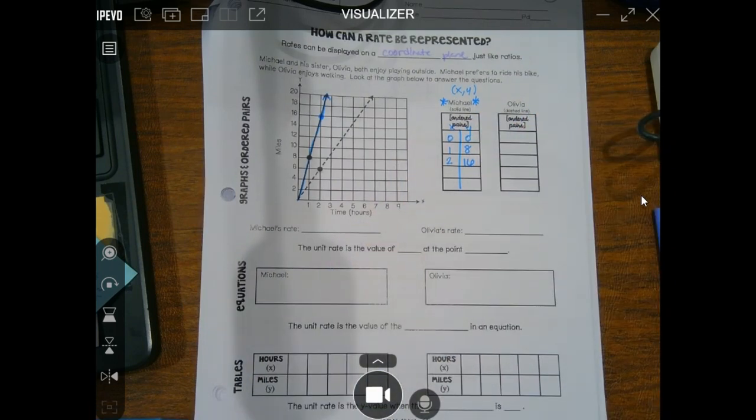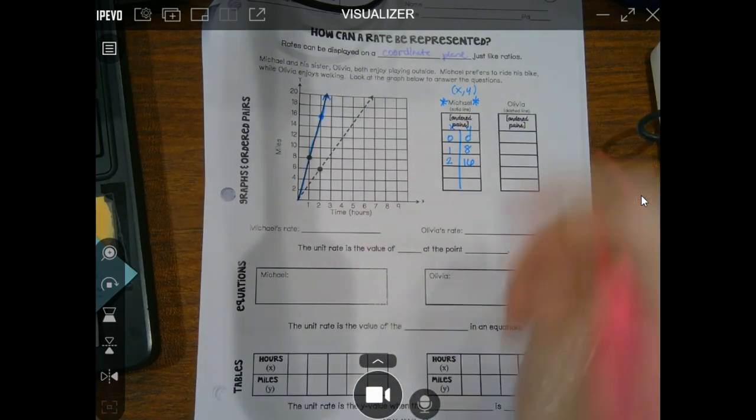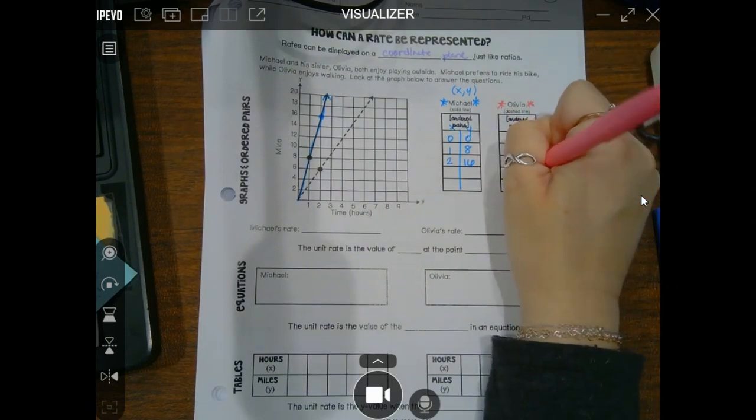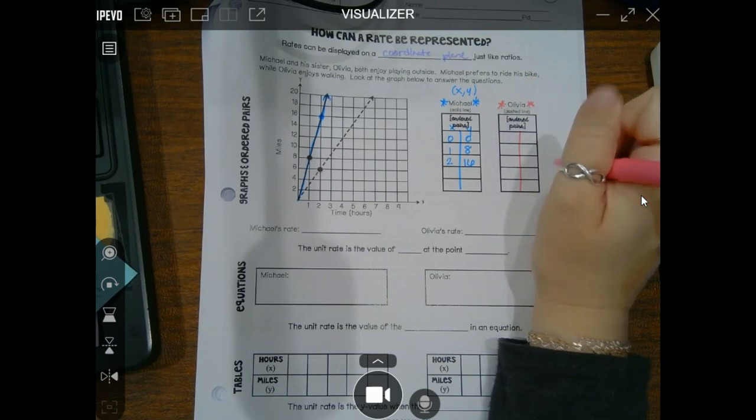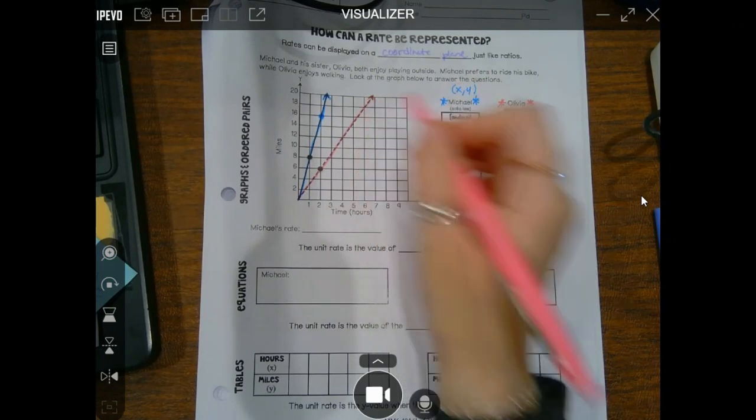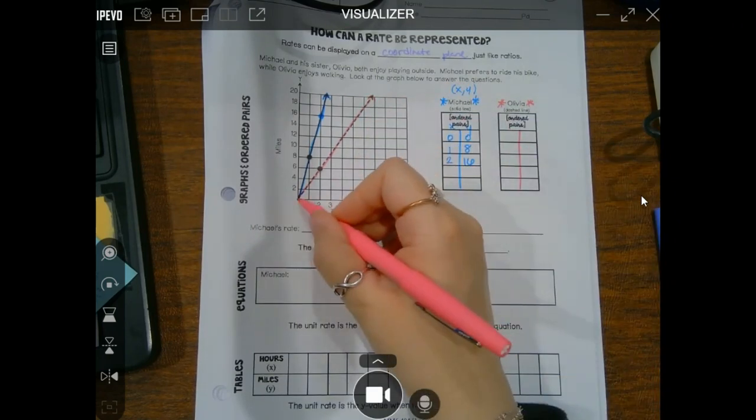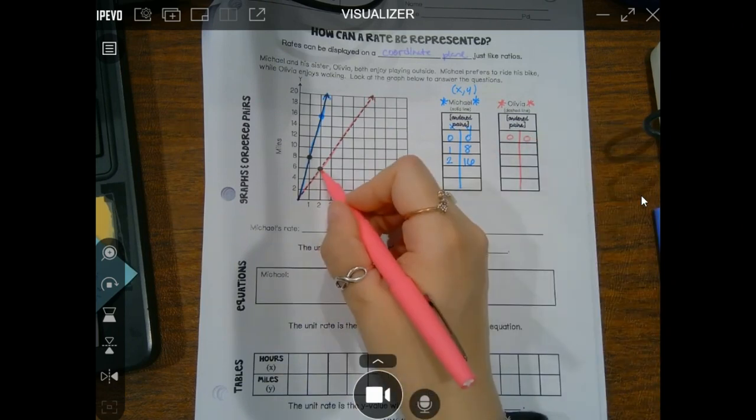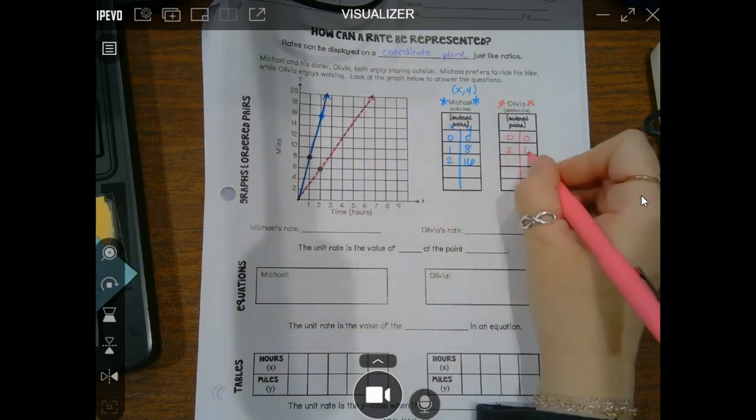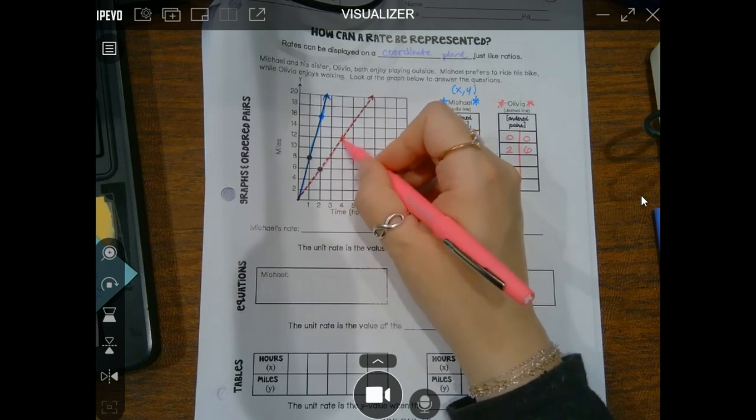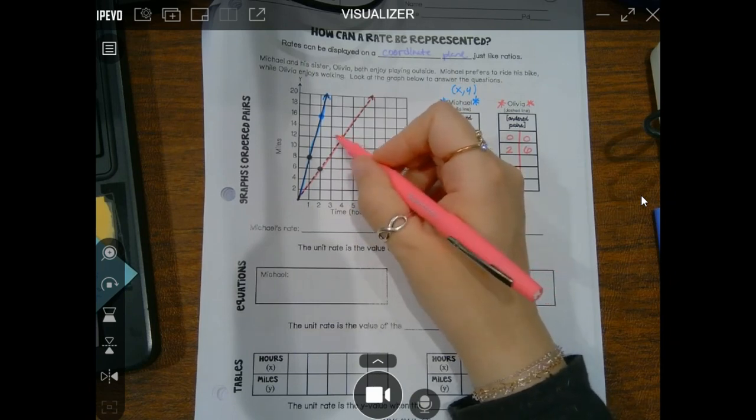Now let's see if we can complete the table for Olivia. Okay, Olivia is represented by the dotted or dashed line. So this guy. What's the first point you see on that line? Right here at the origin. What's the next point you see? Well, it went over 2 and up 6. Do you see another point? Yeah, right there. So that one went over 4 and up 12.